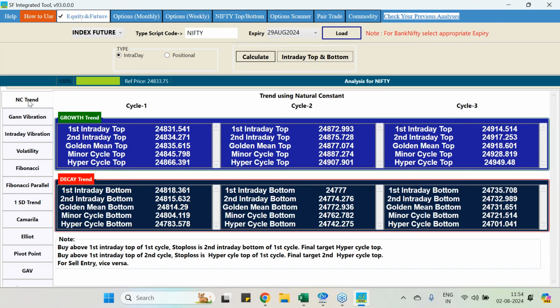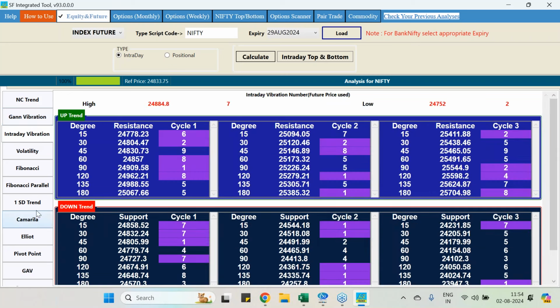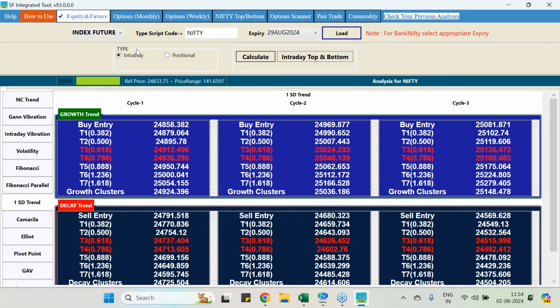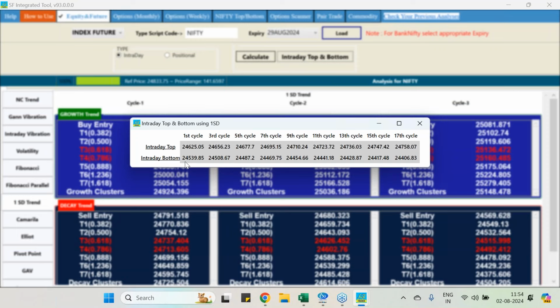Natural constant, how to use natural constant for your trade, that none of your method will take. Similarly, you have GAN vibration numbers, you have one-day trend analysis. So here we have given one intraday top and bottom. You can see here intraday top and bottom using the one standard deviation formula.